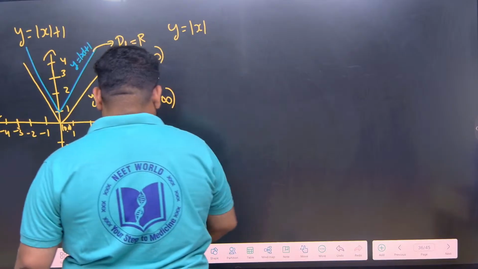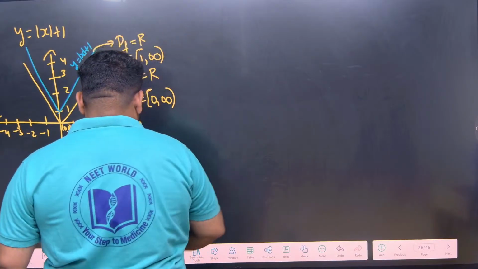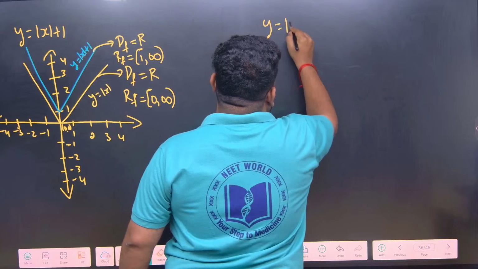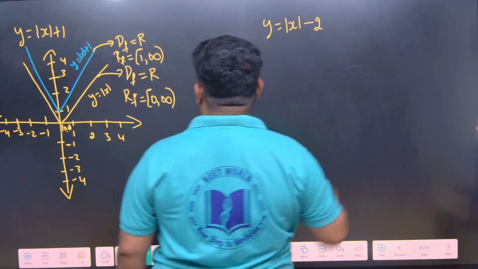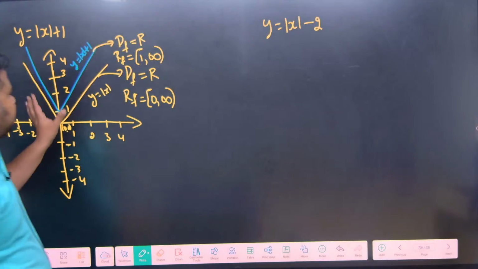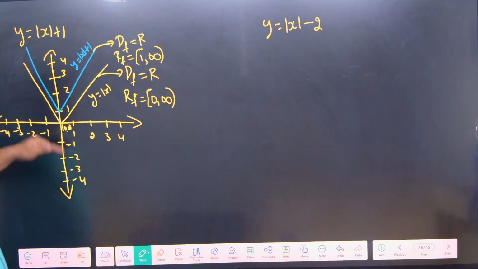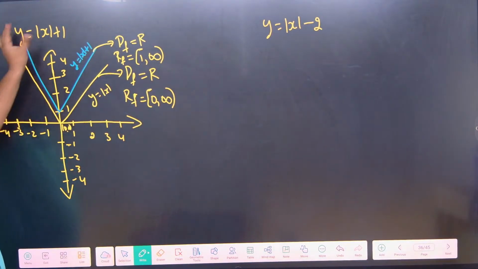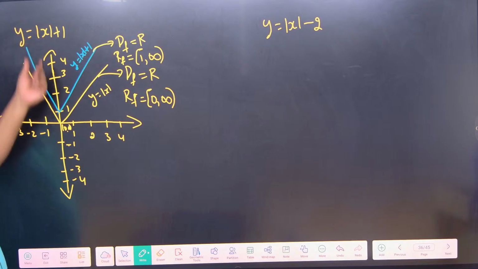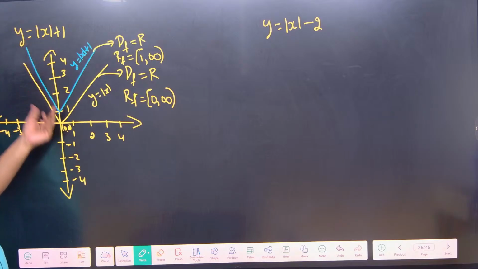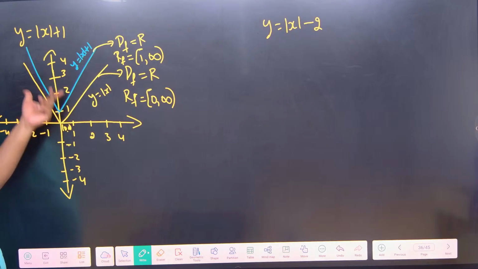Instead of this, let me take it as y is equal to mod x minus 2. See, y is equal to mod x plus 1, this is the graph we got. Okay. So we have to go upwards since mod x is positive here. We have y is equal to mod x, it is not minus mod x. This is plus mod x. So this will become upward, not inverted. So we will have like this.